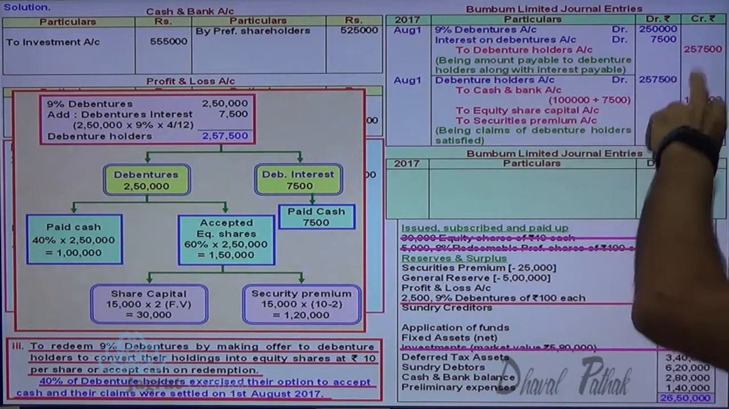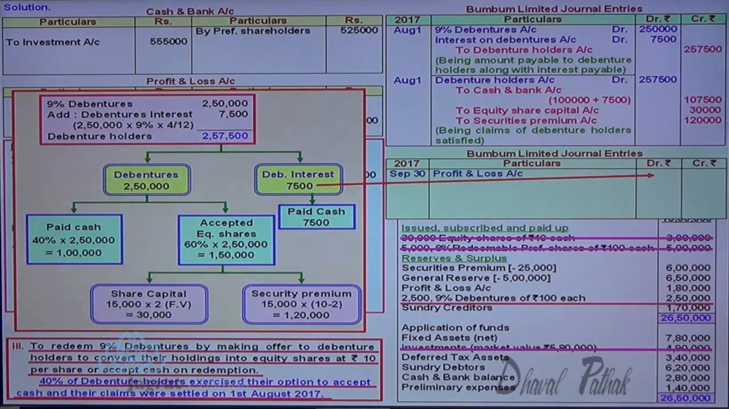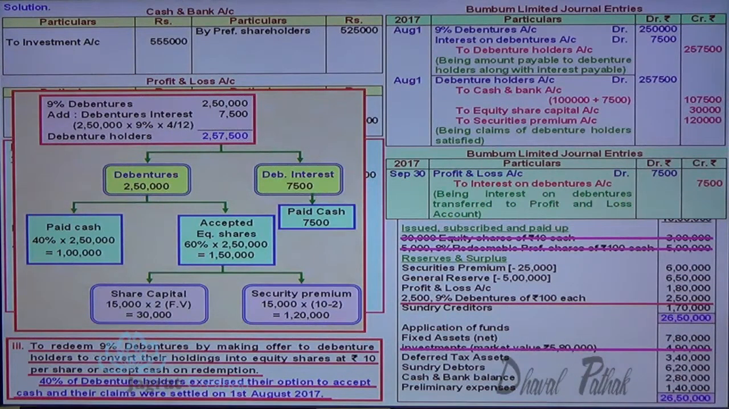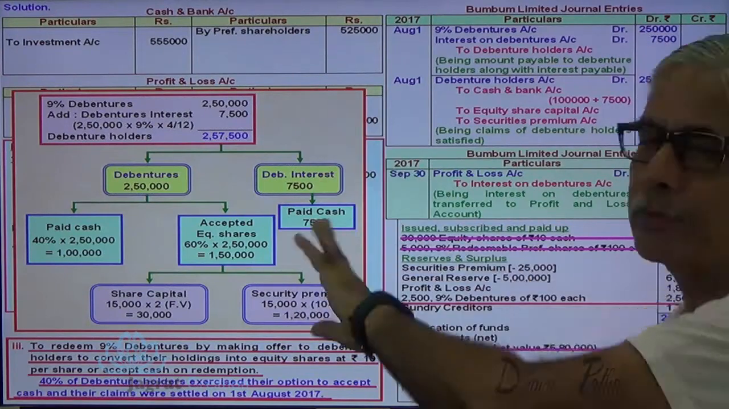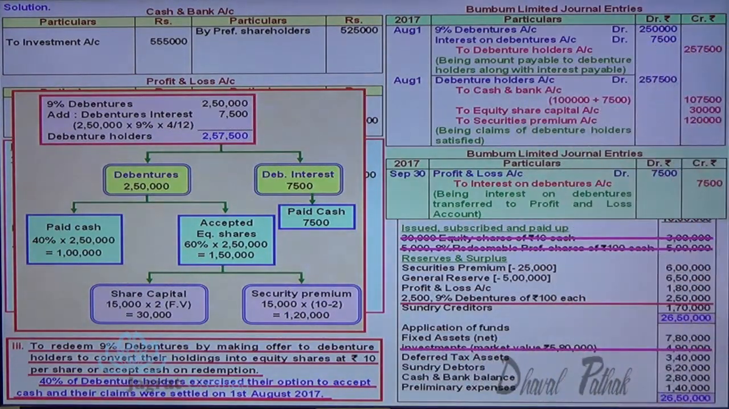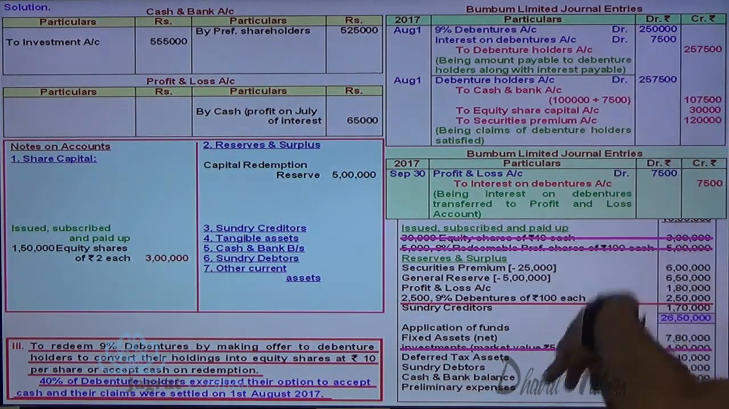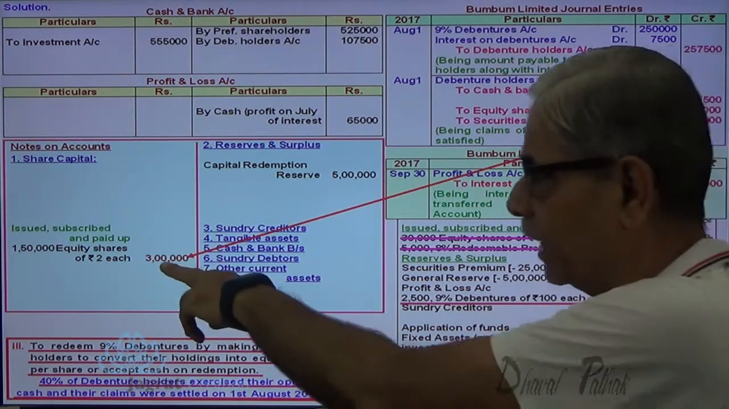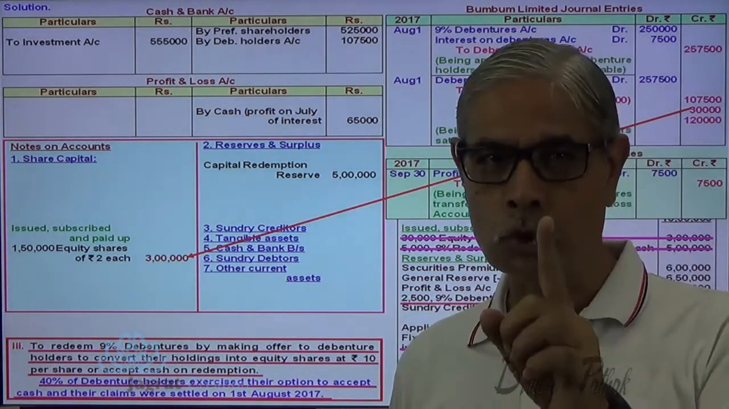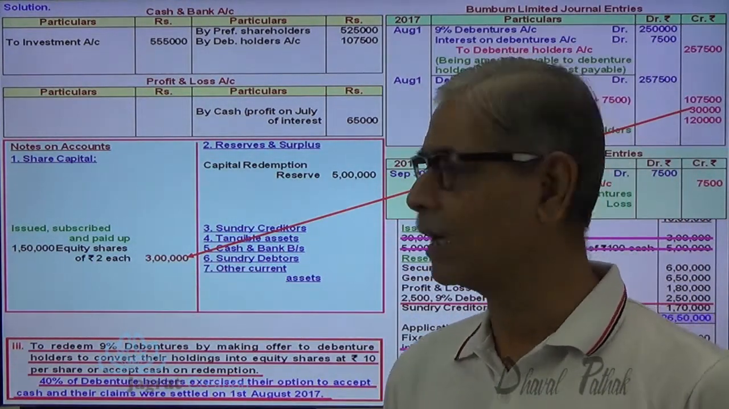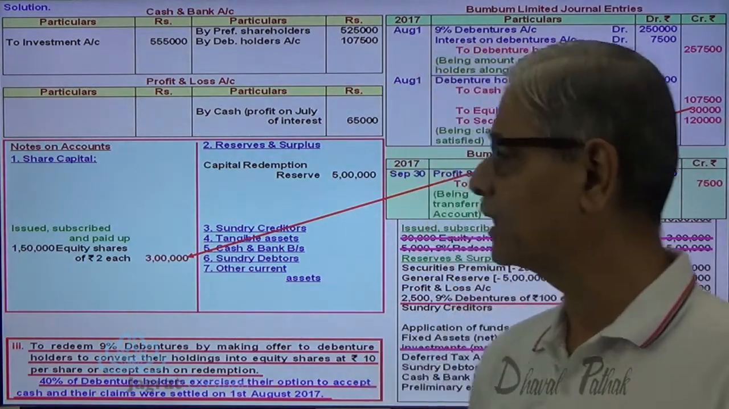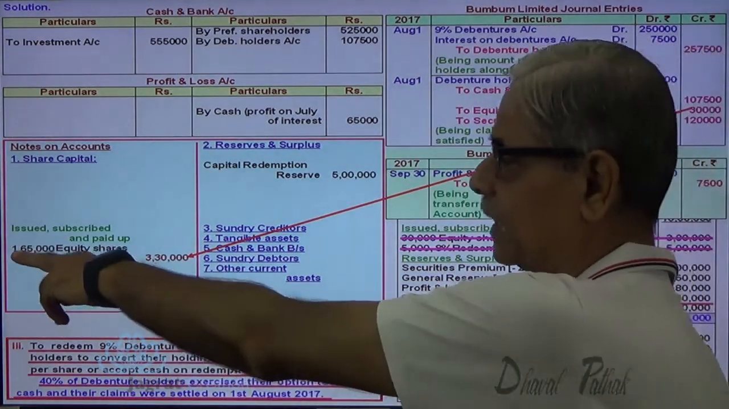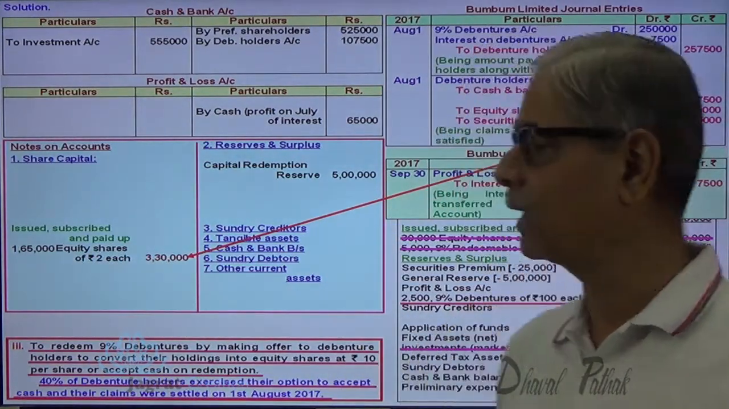Now this debenture interest paid is to be transferred to profit and loss account. So profit and loss account debit to debenture interest account credit. This is how the entries are recorded for the purpose of redemption of debentures. Now its effect is to be demonstrated. Cash and bank paid to debenture holders. Equity share were 3 lakhs, 30,000 is added. So total equity share capital will become 3,30,000. The number of shares will become 1,65,000. So 1,65,000 equity shares, share of 2 is 3,30,000.